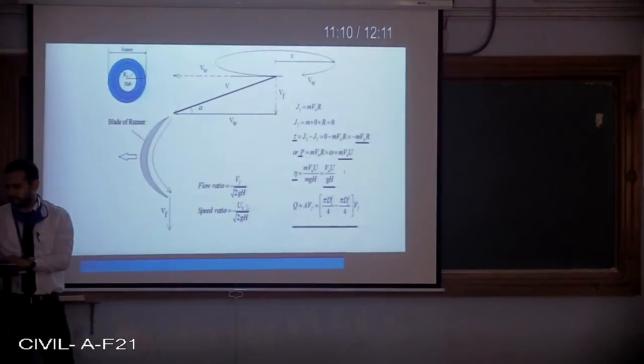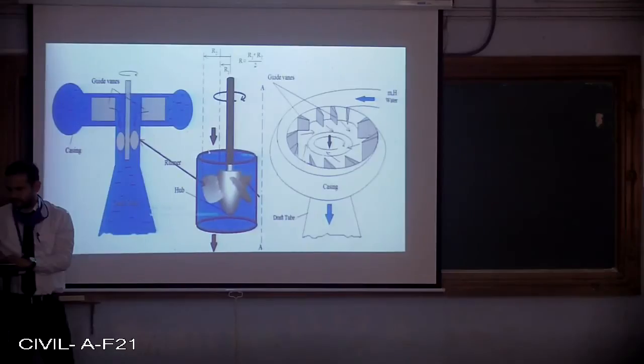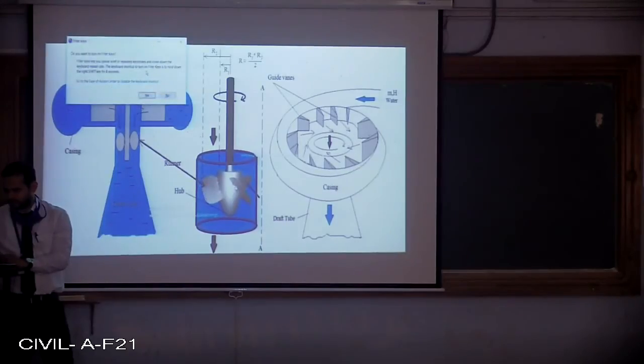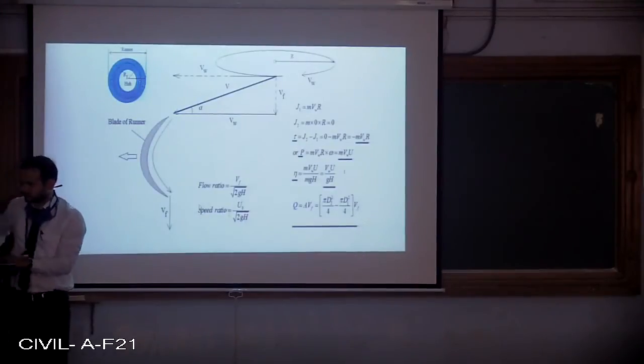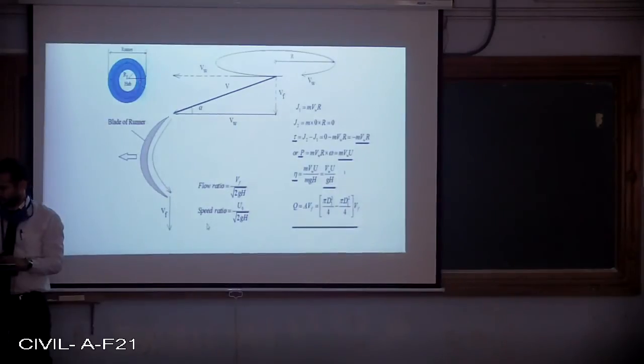What is the speed of the runner? But Uo is what? Uo equals the tangential velocity of the tip of this runner. The outermost radius is R2, so R2 into omega is the tangential velocity of the extreme point of this runner in the radial direction. Therefore, Uo upon root 2gH is what is called the speed ratio. I hope you have understood the basics of the Kaplan turbine. Thank you.